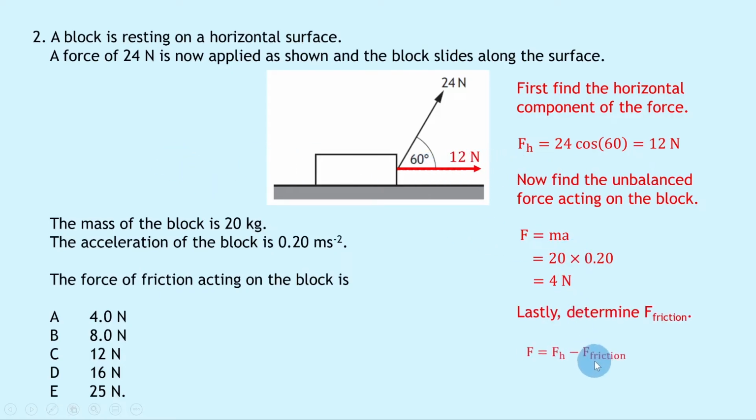And we can write the unbalanced force F in terms of the difference between the forward force, which we called FH, and the frictional force F friction. So then to get F friction on its own, we can add that to both sides, and we can therefore just do the 12 newtons minus the unbalanced force of 4 newtons, which gives us 8 newtons. And we can label this in our diagram just to show that that is the 8 newtons there. So you can see the 12 newtons minus the 8 newtons will give the unbalanced force of 4 newtons going to the right. So that means our answer is B.